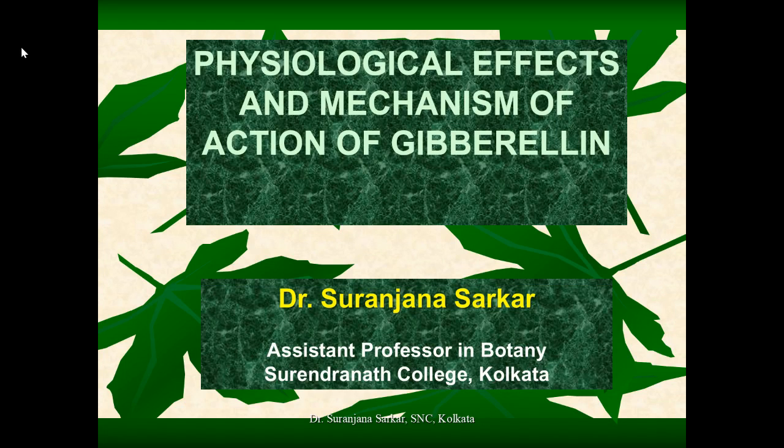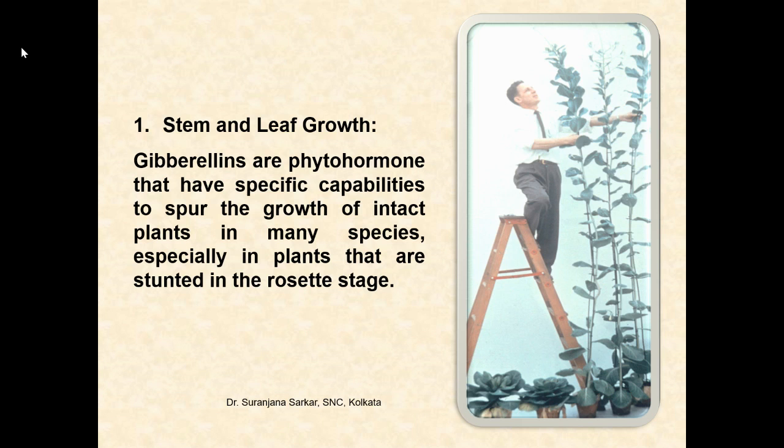Students, today's topic is the physiological effects and mechanism of action of gibberellin. Stem and leaf growth is one main action of gibberellin on plants. They have specific capabilities to spur the growth of intact plants in many species, especially in plants that are stunted in the rosette stage.